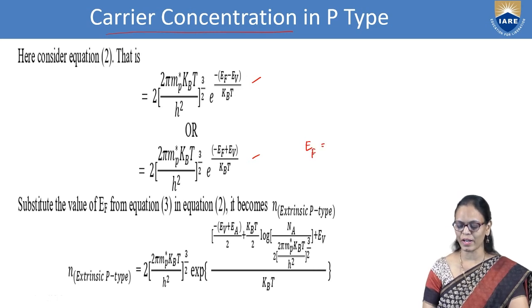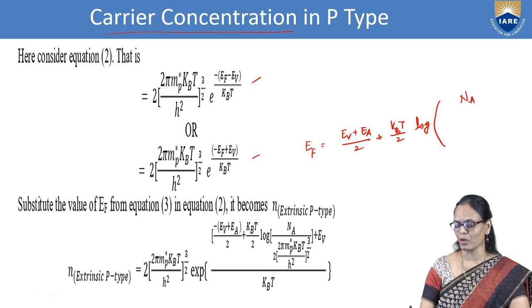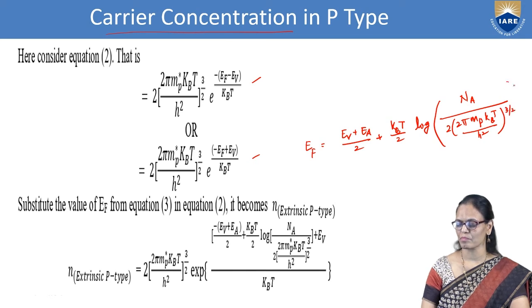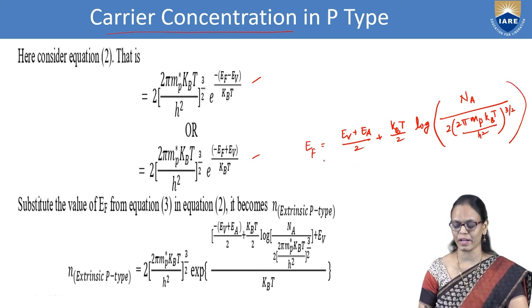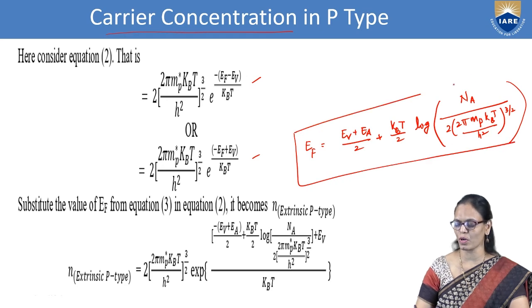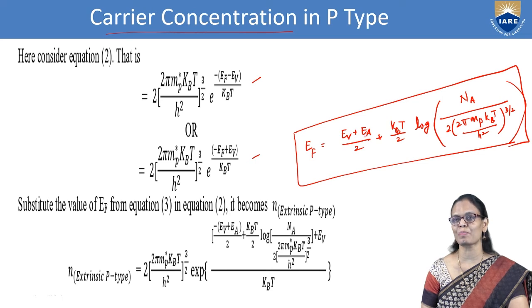So what is the value we have got for EF now? EF is equal to EV plus EA by 2 plus kBT by 2 log Na upon 2 into 2 pi mp kBT by h square power 3 by 2. So, this is the term we got. We have derived now for EF. This is what we have got for EF. And only at 0 Kelvin we said EF is equal to EV plus EA by 2.